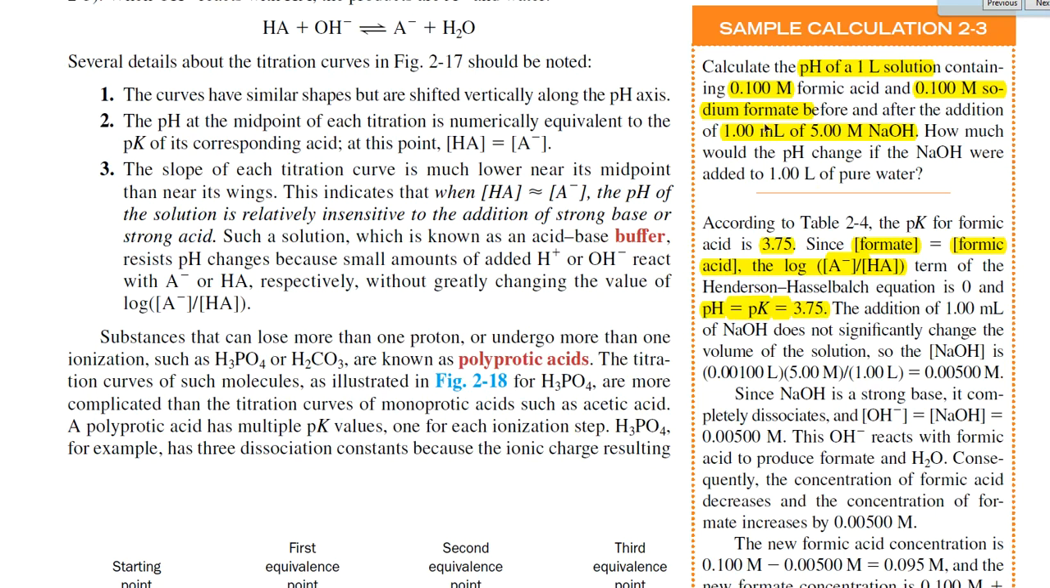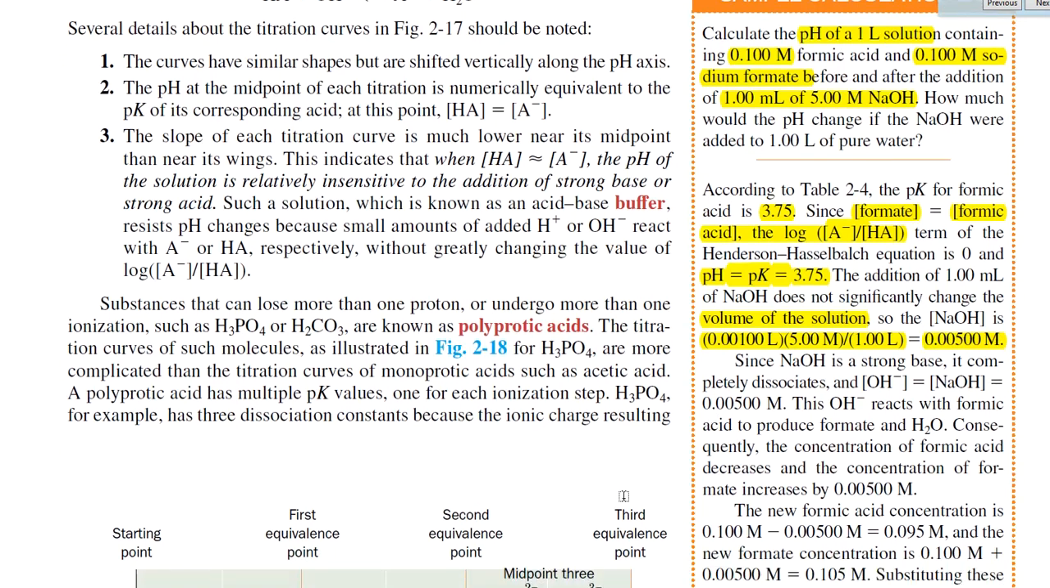Now, coming to the second part: what will happen if 1 ml of 5 molar NaOH is added? Addition of 1 ml of NaOH will not significantly change the volume. So how much is the change if we calculate? 1 ml is 0.001 liter into 5 molar divided by 1 liter. So if 1 ml of 5 molar is added to 1 liter, the added concentration is 0.005 molar. A very small amount, as we did in the last question.